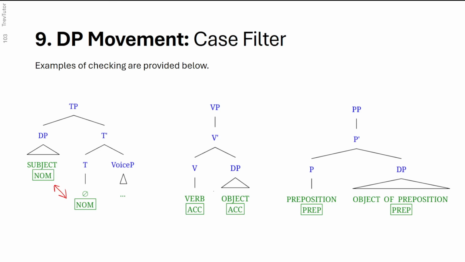For the verb phrase, this is where accusative case is going to be checked or assigned, depending on how you want to look at it. So the verb will check accusative case with its complement, its direct object. And for prepositions, we'll use prep case, and that will be checking with the DP that comes after the preposition. So these are specific places in our English structures where words have to go in order to get case for the sentence to be grammatical, because every determiner phrase needs case.